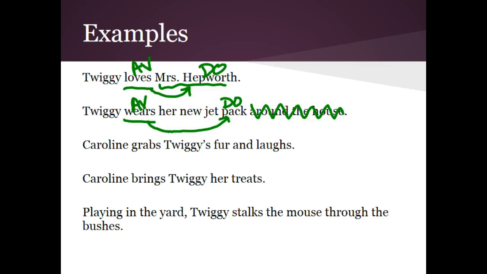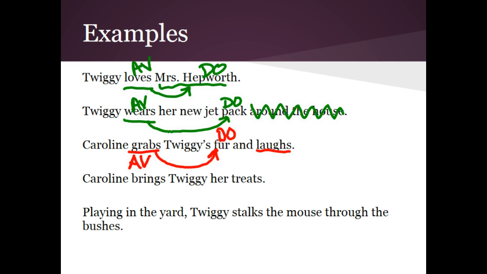In this third sentence, I actually have two verbs. Caroline grabs Twiggy's fur and laughs. Caroline is doing two things. She is grabbing and laughing. Only one of these verbs has a direct object, though. She grabs who or what? She grabs the fur. So fur is our direct object there.